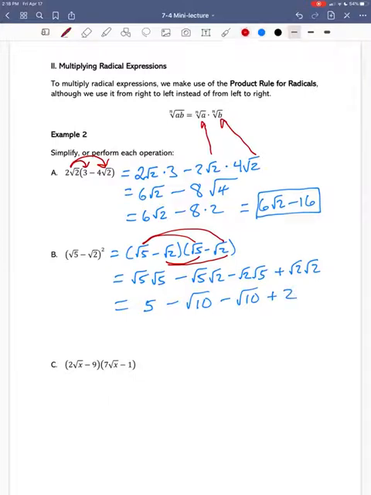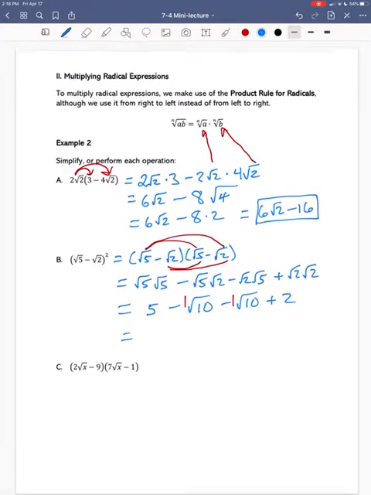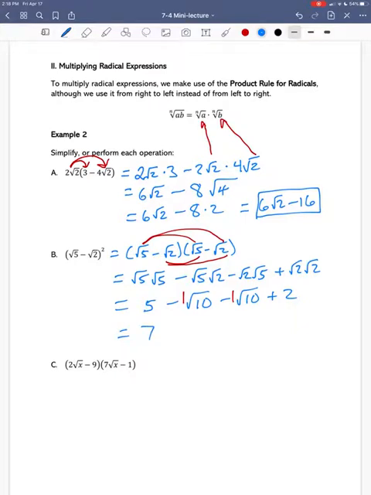Remember, there's really little ones in front of these square roots, so when I combine like terms, 5 plus 2 is 7, but then I get negative 1 square root of 10, negative 1 square root of 10, that gives me negative 2 square root of 10.